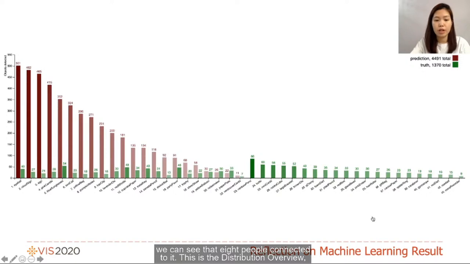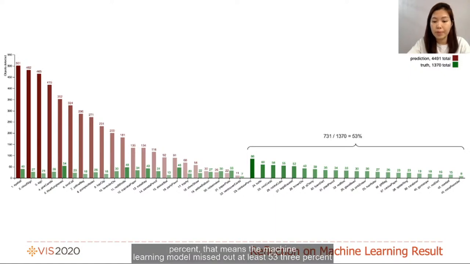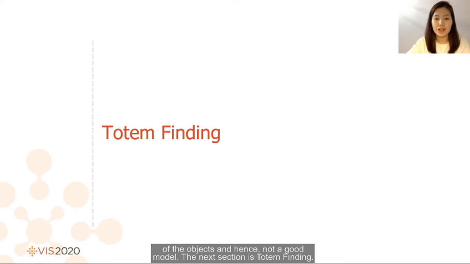This is the distribution overview, and we will use this to reflect on the machine learning result. There are 43 classes in total. In the classifier results, there are only 22 classes detected. The number of true objects, which is 1,370, is less than 1/3 of the detected objects and distributed quite evenly among all of the 43 classes. The number of true detections is higher on the right side, in green. It is around 53%. That means the machine learning model missed out at least 53% of the objects, hence not a good model.